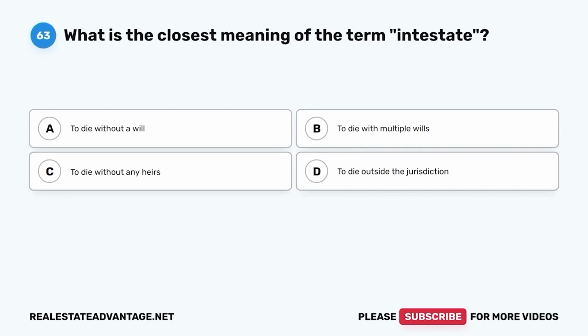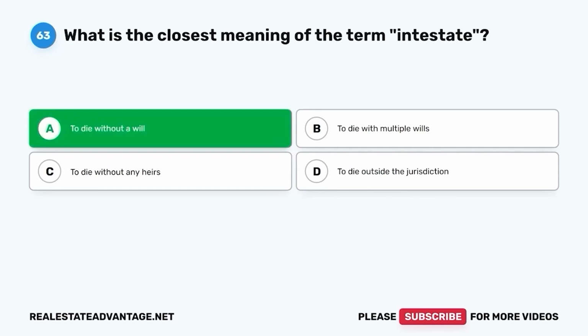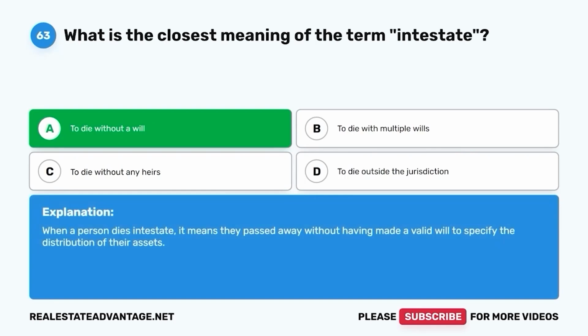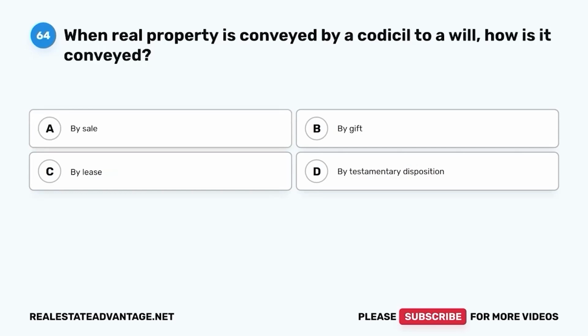C. To die without any heirs. D. To die outside the jurisdiction. The correct answer is A. To die without a will. When a person dies intestate, it means they passed away without having made a valid will to specify the distribution of their assets.